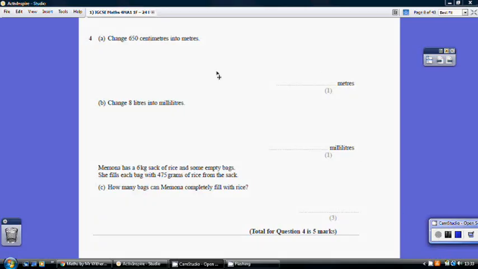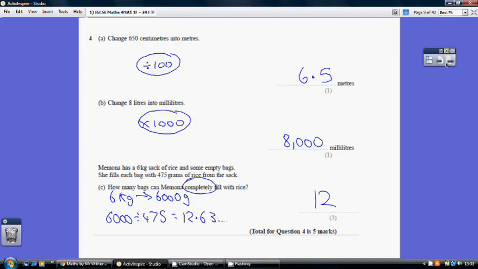Question 4, part A. Change 650 centimetres into metres. So cent means century, so we're dealing with 100, timesing or dividing by 100. Metres are bigger than centimetres, so there are going to be fewer of them, so we have to divide by 100. 650 divided by 100 is 6.5 metres.